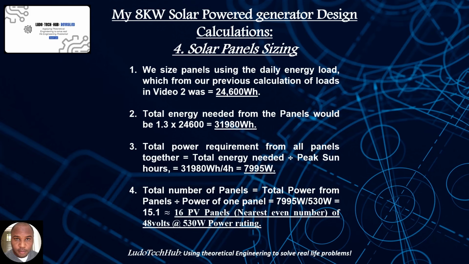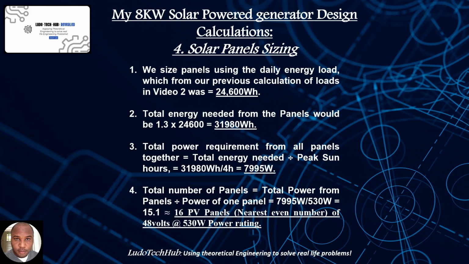For this particular panel that I found, it was bifacial. What I mean by bifacial is the front side is capable of generating power, and the back side is also capable of generating power. So when you do this division, we now have 15.1. There's nothing like 15.1 panels, so you approximate it to the next even number. It has to always be an even number. For example, 15 is not an even number, and we need to be able to divide this number into 2 equal parts.